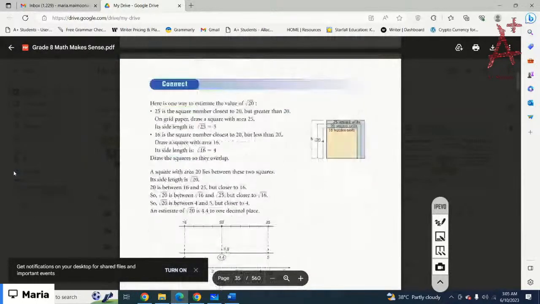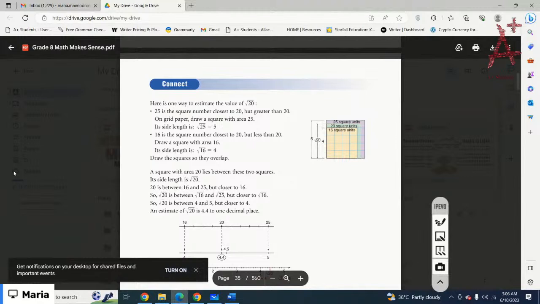So basically, how do you get the estimated value of square root 20? Here is one way to estimate the value of square root 20. Pick 25, the square number closest to 20 but greater than 20. On grid paper, draw a square with area 25. Its side length is 5. Then 16 is the square number closest to 20 but less than 20. So basically you have to find one greater and one less number that is closest to the given number. It would be 4.